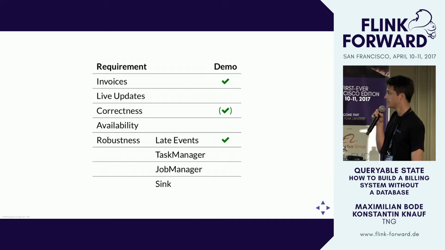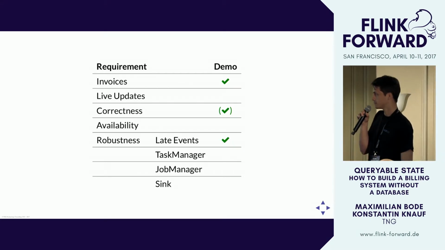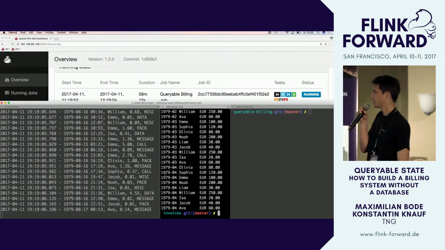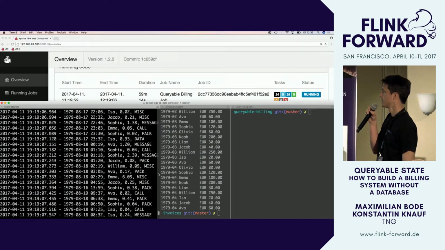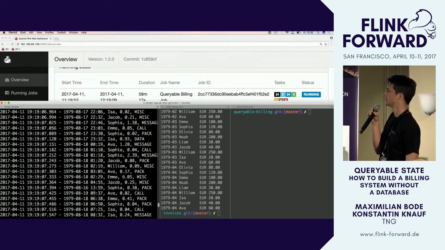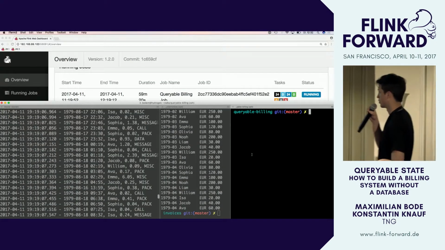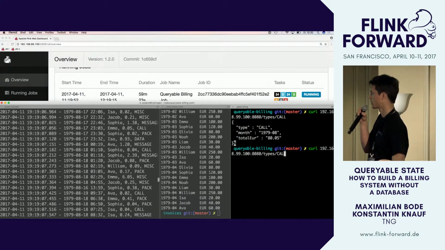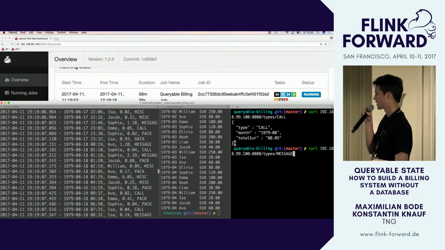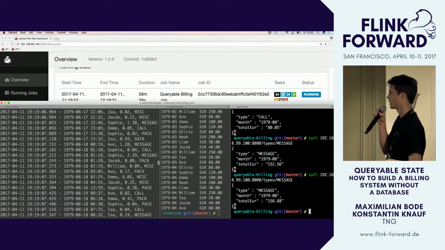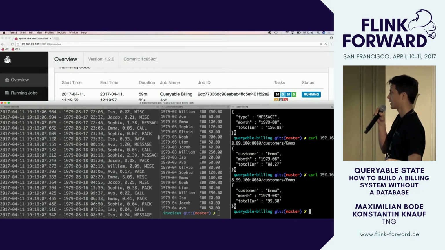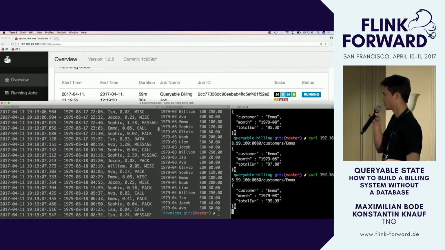Okay, so let's look at the live updates. We said there's this web service which makes them available, so we can just curl it. So this was, for example, a call on the type. You can also call message. And let's call one of the customers. Let's call Emma because she has even 100 at the end of the month. Yeah, it's 88, it's 95, then at some point it's 100, and then it will start in the next month, basically.